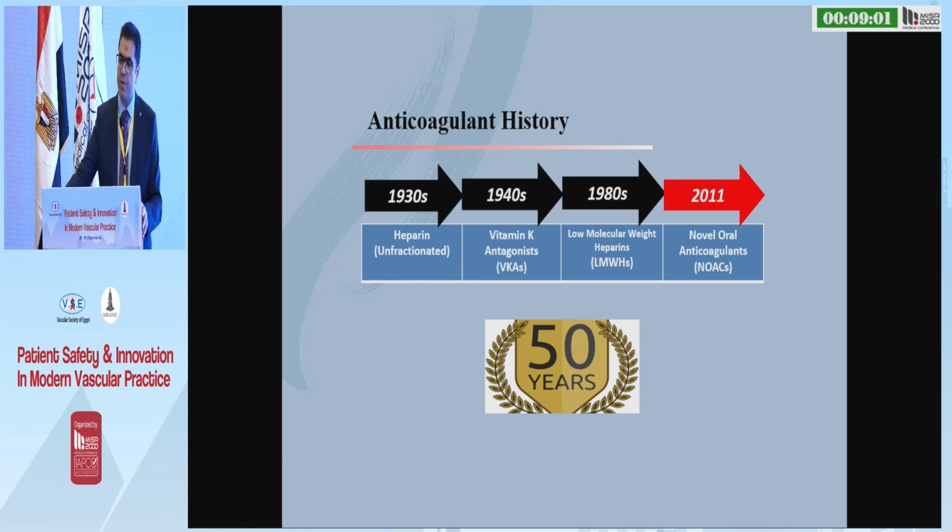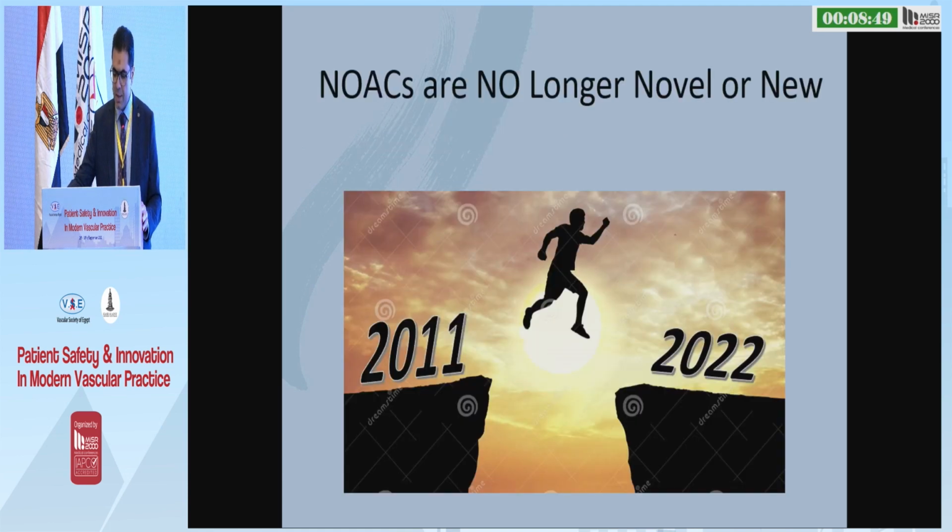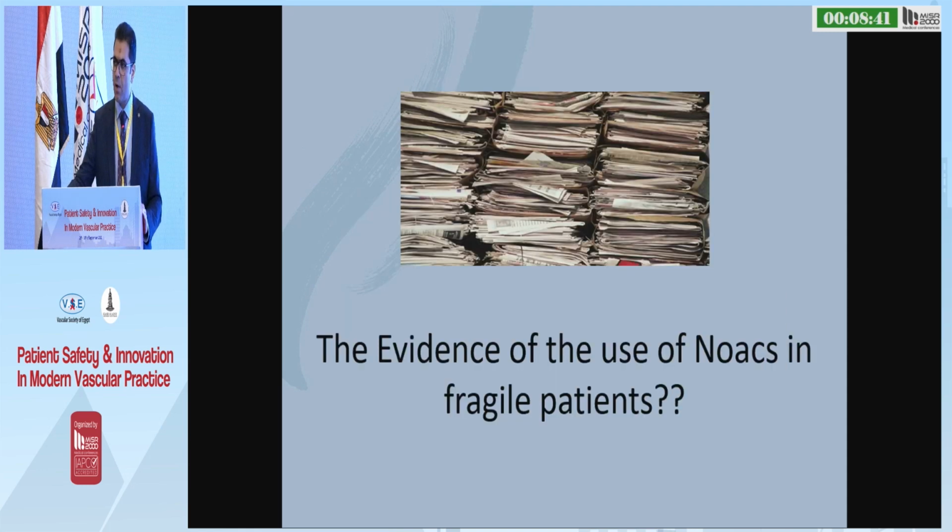The treatment of DVT remained unchanged for more than 50 years, since the introduction of heparin and dicumarole in the 1930s and 40s, till the appearance of DOACs in 2011. And now, after more than 10 years, DOACs are no longer novel or new. We have now a large volume of evidence and data about the use of DOACs in DVT. But what about the evidence of the use of DOACs in fragile patients?